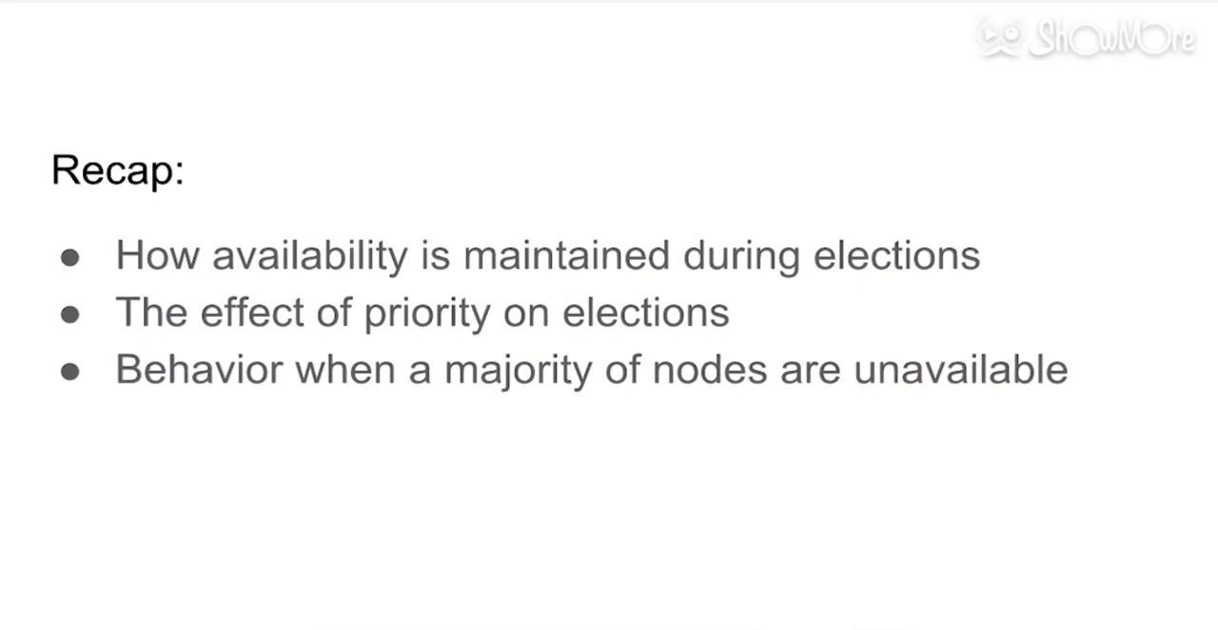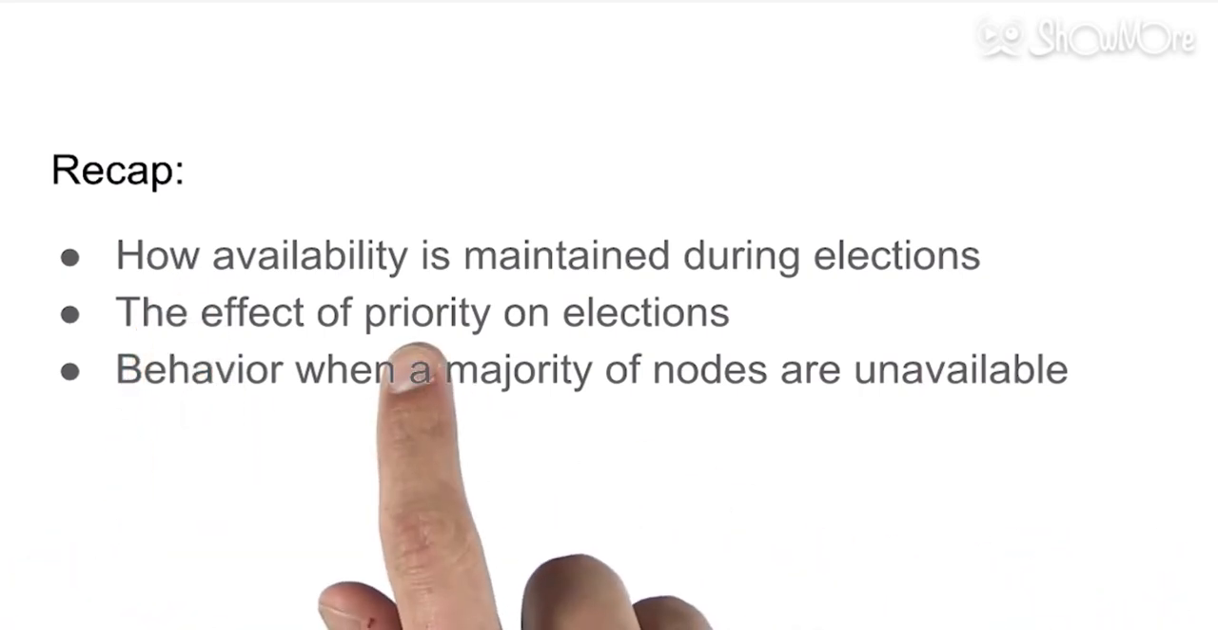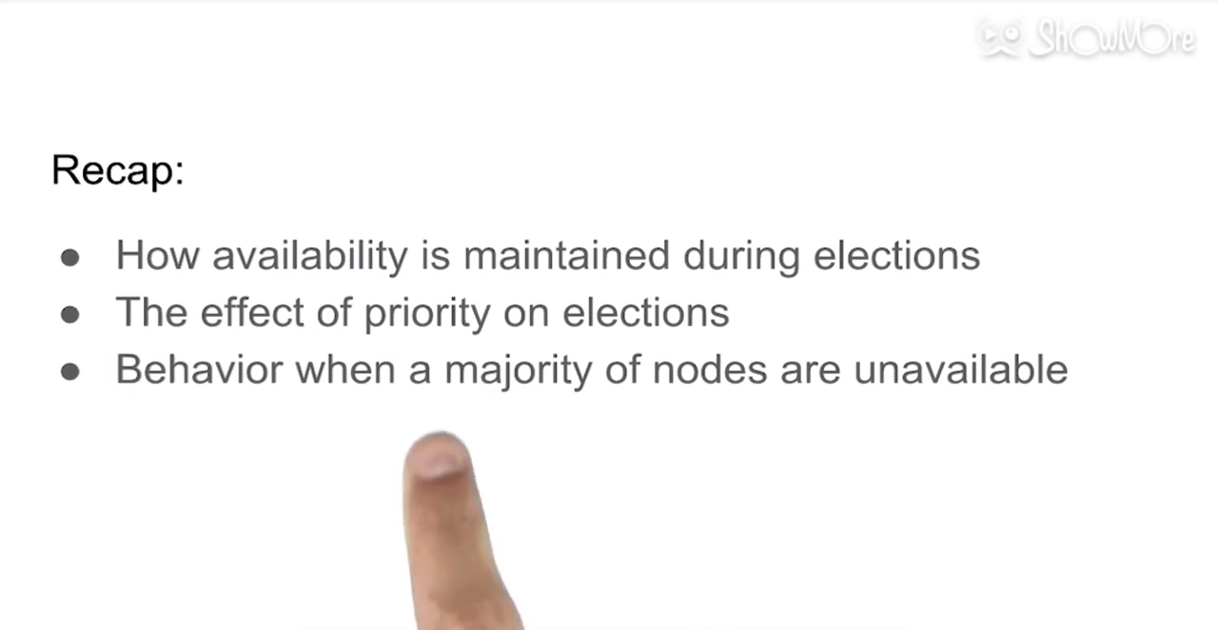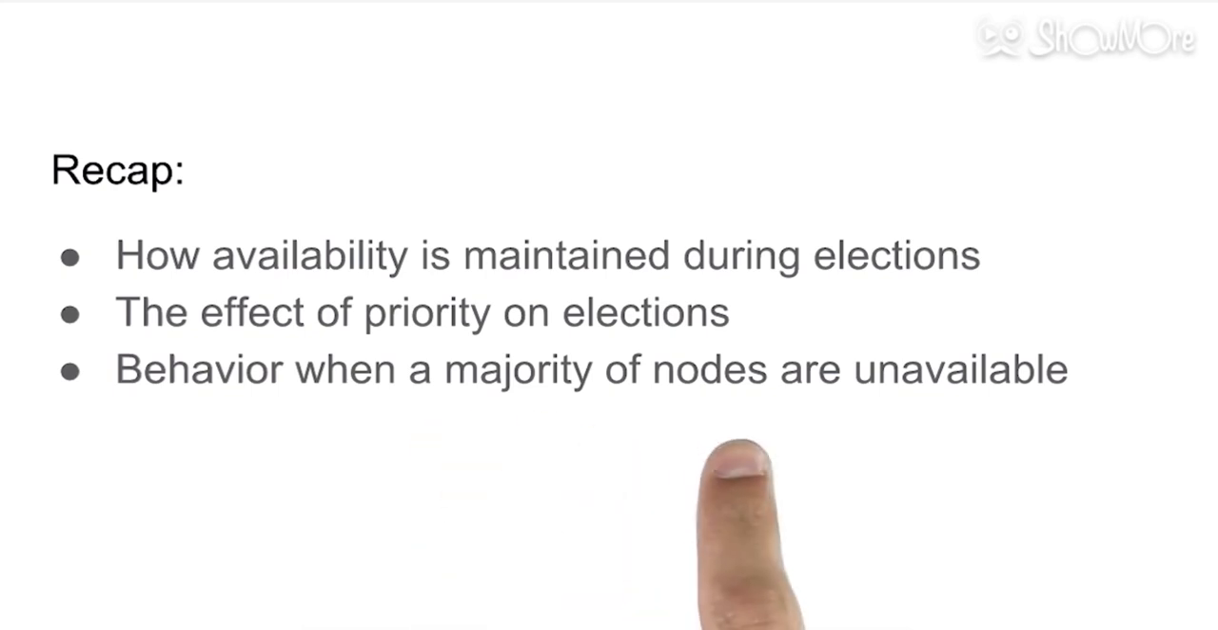So just to recap, we've covered how availability is maintained during elections, the effect of priority on elections, and the behavior of a replica set when a majority of the nodes are unavailable.